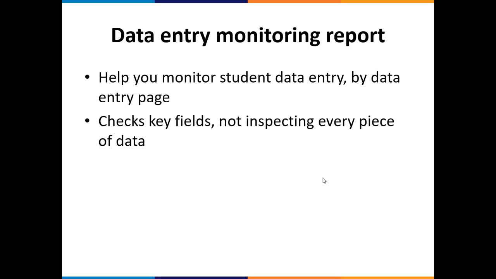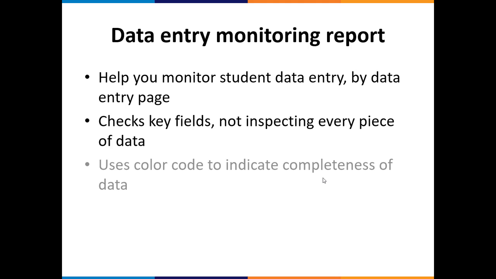Now, it's just checking some key fields. It's not inspecting every piece of data. And it uses a color code system to indicate the completeness of the data. And it is a type of report that we call a drill down report.